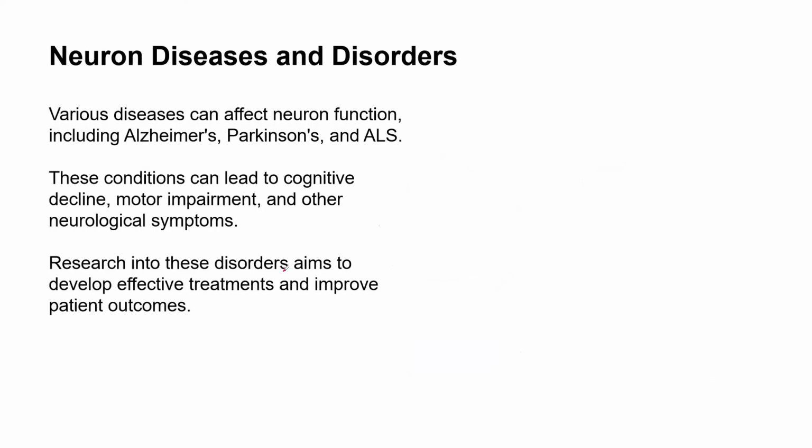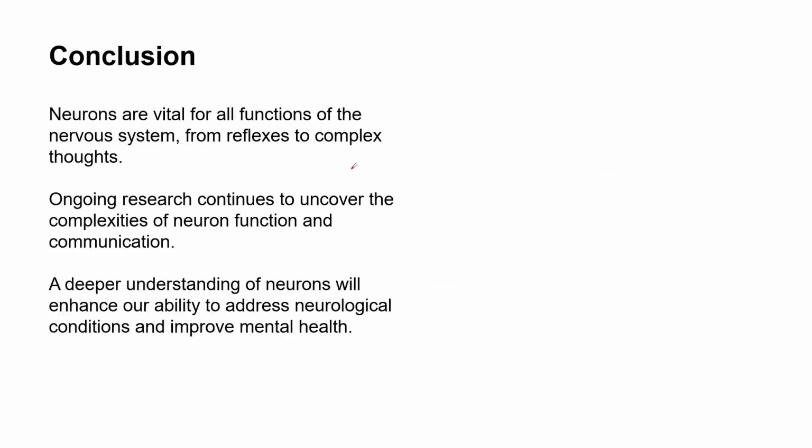So then what are the diseases and disorders of the neurons? There is Alzheimer's disease, Parkinson's disease, and ALS. These conditions can lead to cognitive decline. Whenever there are these diseases, they are associated with cognitive decline and motor impairment. When we say cognitive decline, it means that if you have a problem with some of these diseases, then your level of intelligence can be affected. Motor impairment can also affect your movement. So research in these disorders aims to develop effective treatment and improve patients' outcomes.